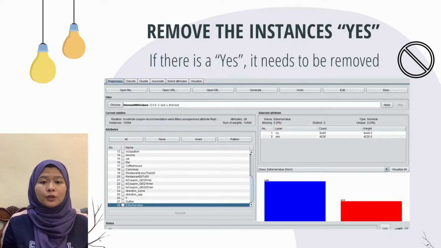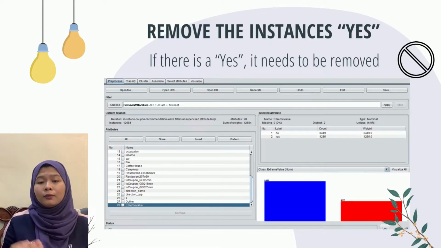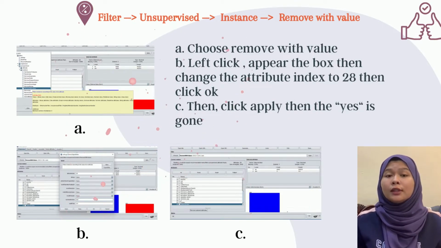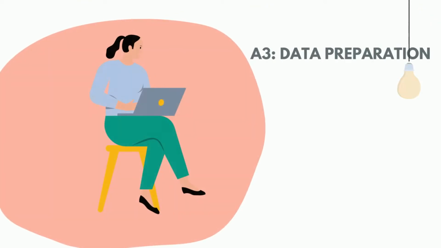The extreme value shows the yes and no label, where when yes appears, the instances need to be removed. That's how to apply the filter. We choose remove with values and left click, so there will be a pair of boxes. Then change the attribute index to 28, then apply it. So we have finished data cleaning and saved it as the file clean.